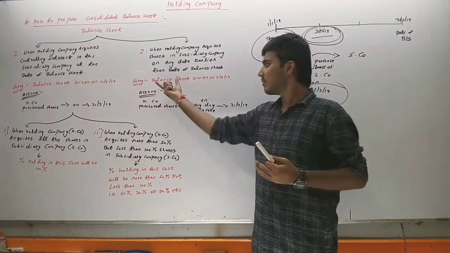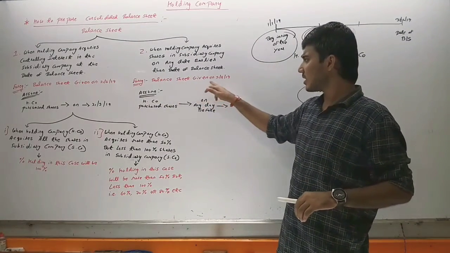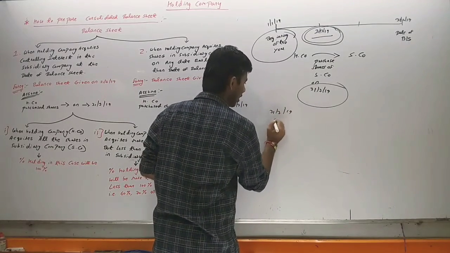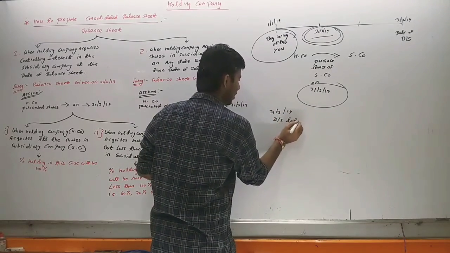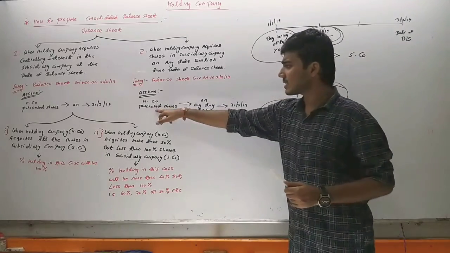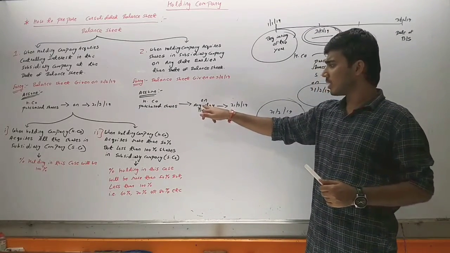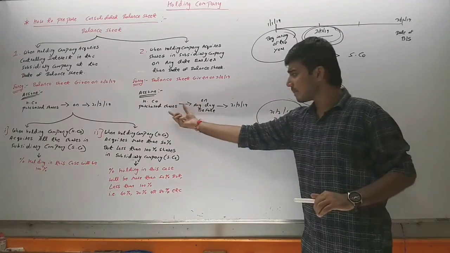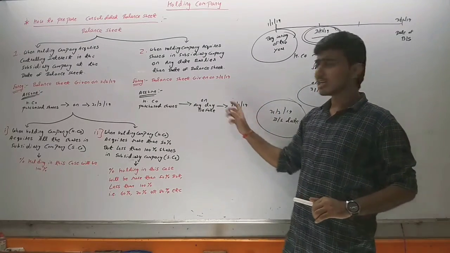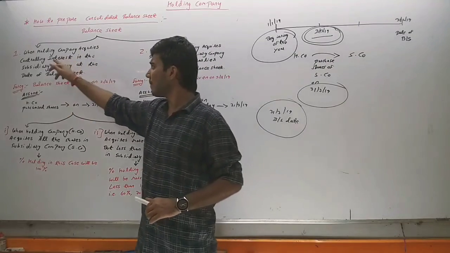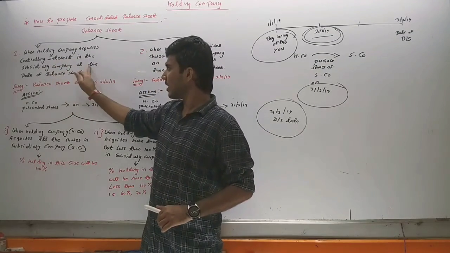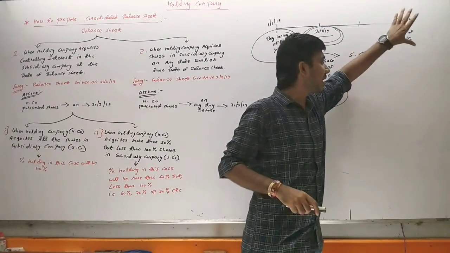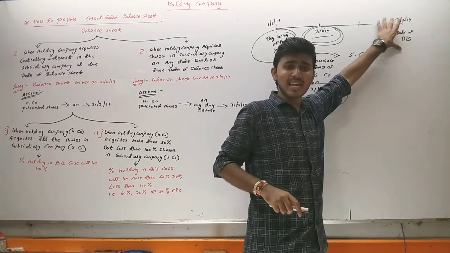We have taken an example, balance sheet given on 31st March 2019. Assume that 31st March 2019 is the balance sheet date, and assume X company, the holding company, purchases shares on any day before 31st March 2019. If the holding company purchases shares on this date, then it will come in this case. Case number 1 was that the holding company acquires the shares of the subsidiary company on the balance sheet date.